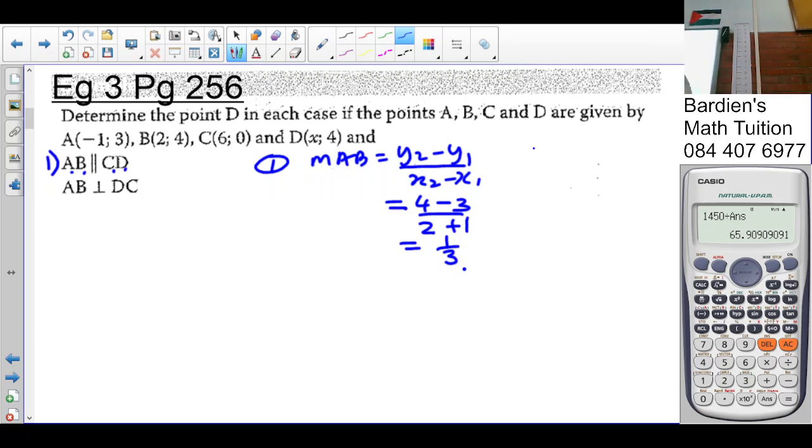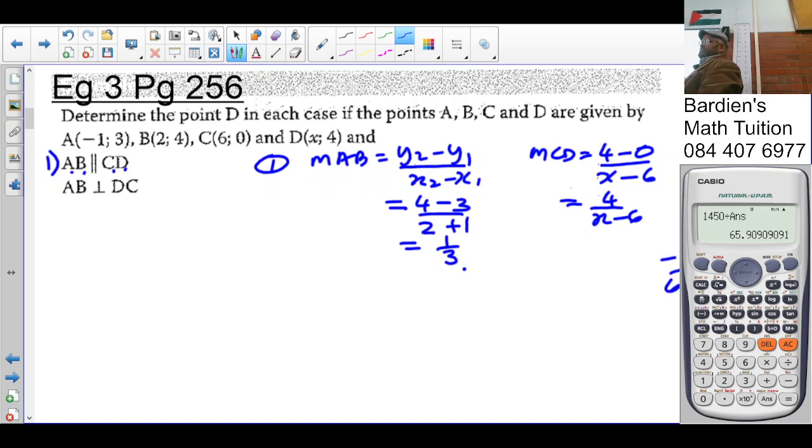Then the gradient of CD. But now I'm going to work out the gradient of CD in terms of x. So the gradient of CD is going to be 4 minus 0 over x minus 6. So that's simply 4 over x minus 6. But if you had gone the other way around, you would have said 0 minus 4 over 6 minus x. It would have given you negative 4 over 6 minus x, which is the same as this. You all agree with that, no?